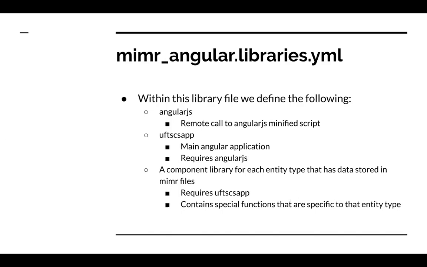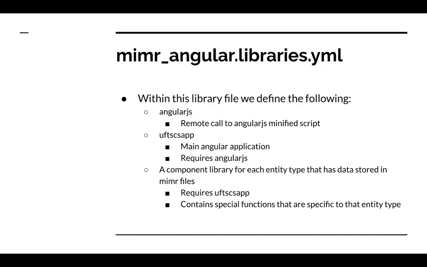And then on top of that, we also run a component library for each entity type that has data stored within the MIMR files and is going to be using Angular on the site. And this requires the U of T app. The reason we break it out so much is that each of these would contain special functions that are specific only to this content type.